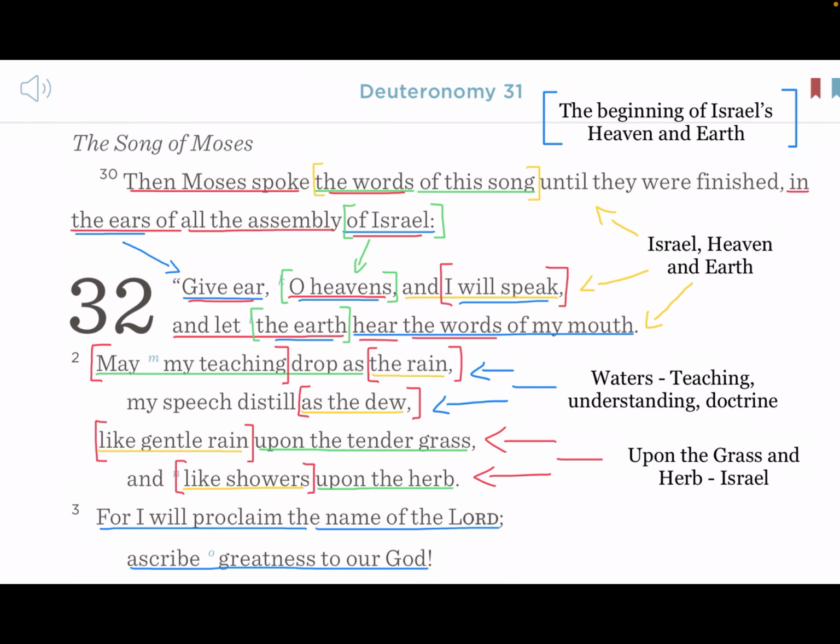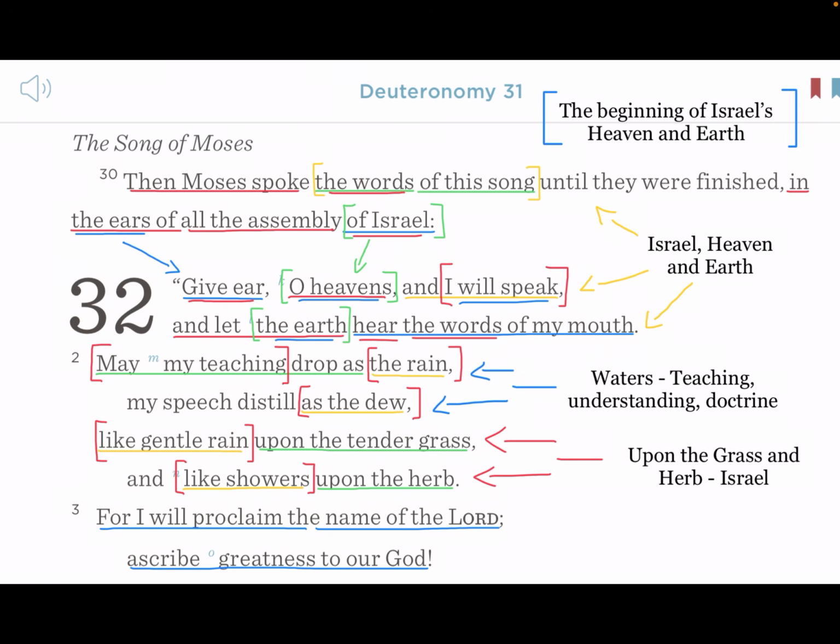When we read Deuteronomy 31, it's very interesting how much the covenant template is established in the Song of Moses. The time period of Deuteronomy, we do see this as the establishment of the covenant between God and Israel through Moses. This is also part of the Torah, the same book of the law that we find the covenant of heaven and earth in. So when we read this and we see the beginning of Israel's heaven and earth, it is pretty interesting and clear to see the relation to that template, as it says, then Moses spoke the words of this song until it was finished in the ears of all the assembly of Israel. So Moses spoke the word in the ear of Israel.